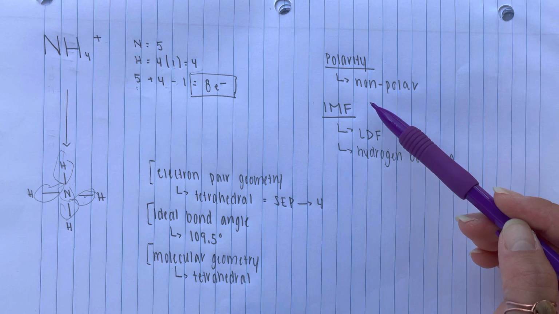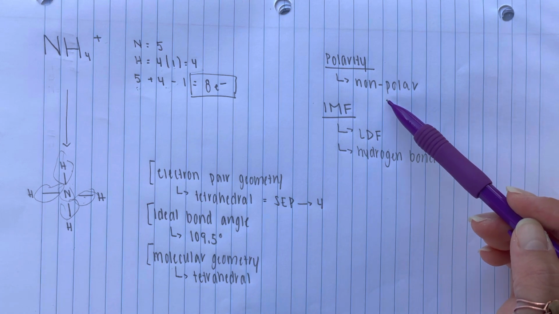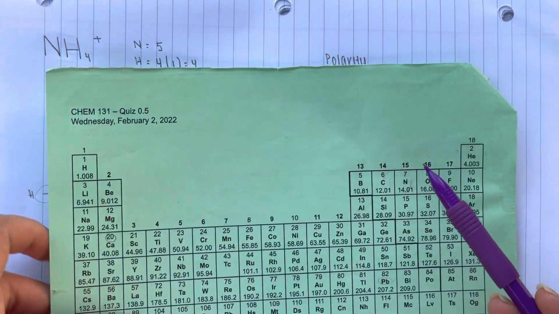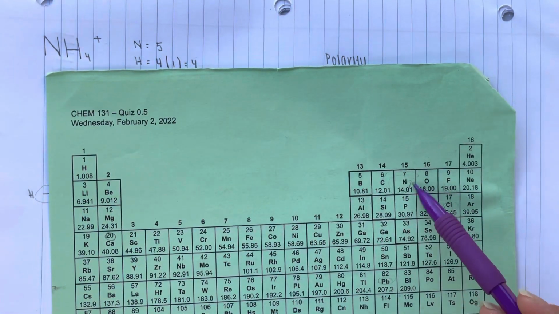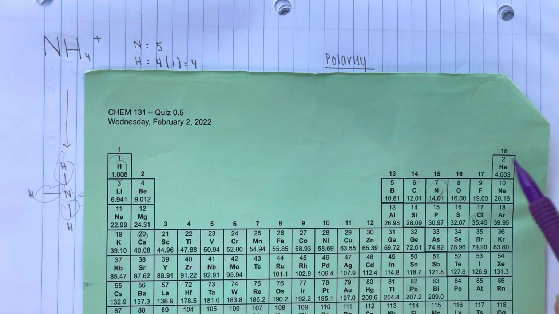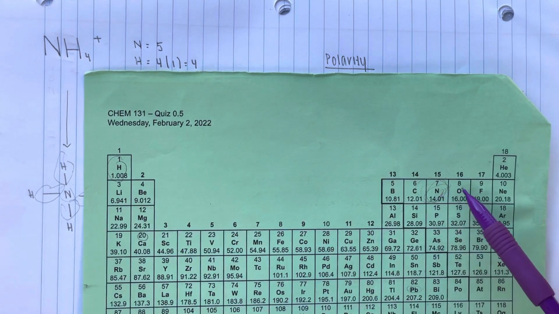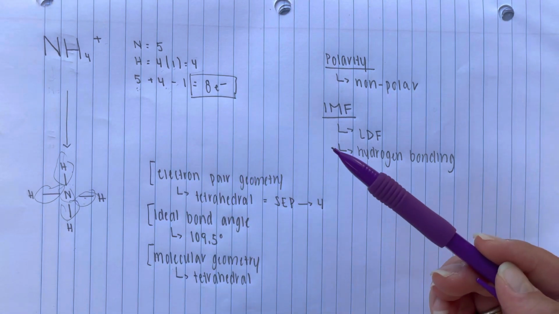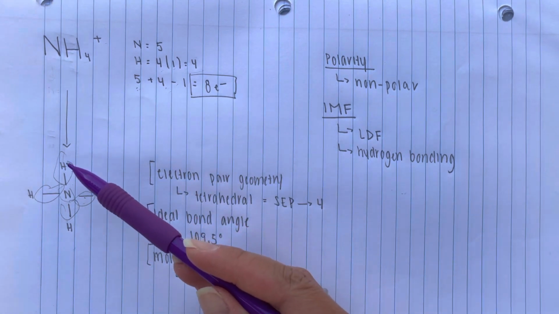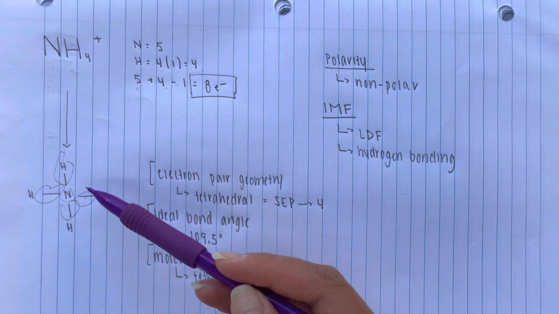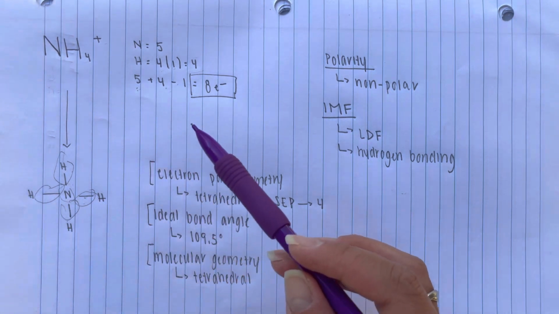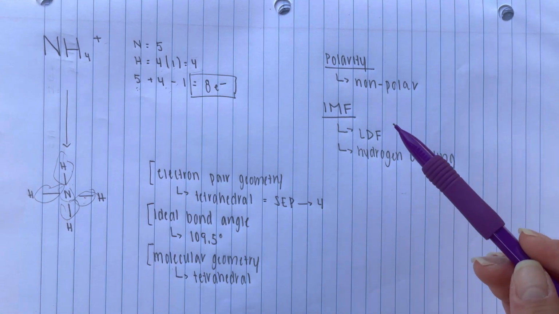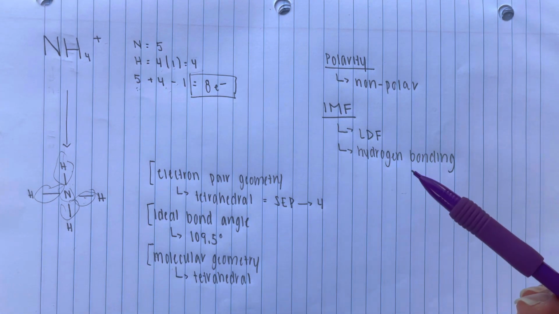Moving on to polarity, we know it's nonpolar because we look at the electronegativity, which is for nitrogen and hydrogen. And even though nitrogen has a larger electronegativity, this structure is tetrahedral, so these 4 atoms of hydrogen are equally placed between each other and disperses the electronegativity equally, which makes it nonpolar. It doesn't pull in any specific way to a single atom.